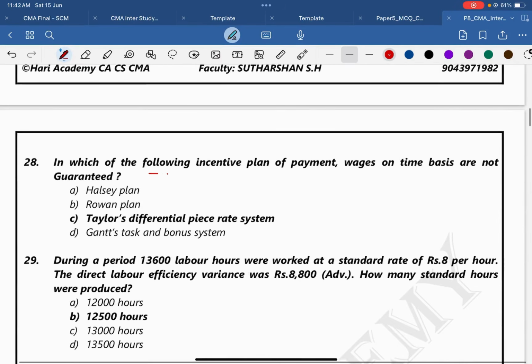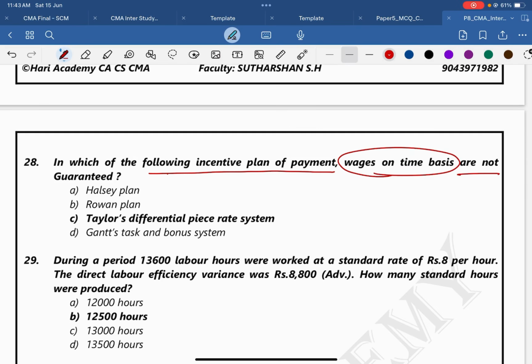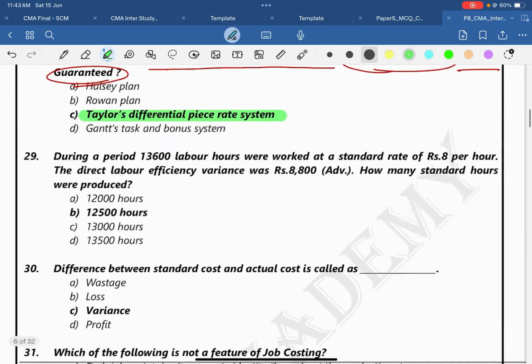Then in which of the following incentive plans of payment are wages on time basis not guaranteed? That's the point. It is not guaranteed under the Taylor differential piece rate system. In the piece rate system, there is no incentive plan of payment on the basis of time.